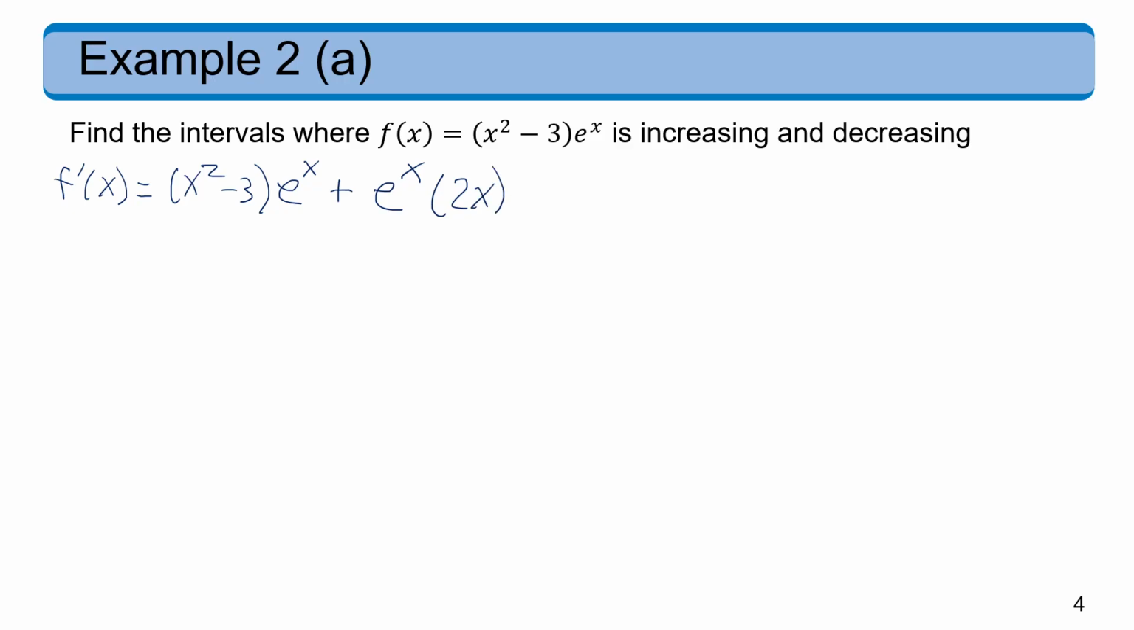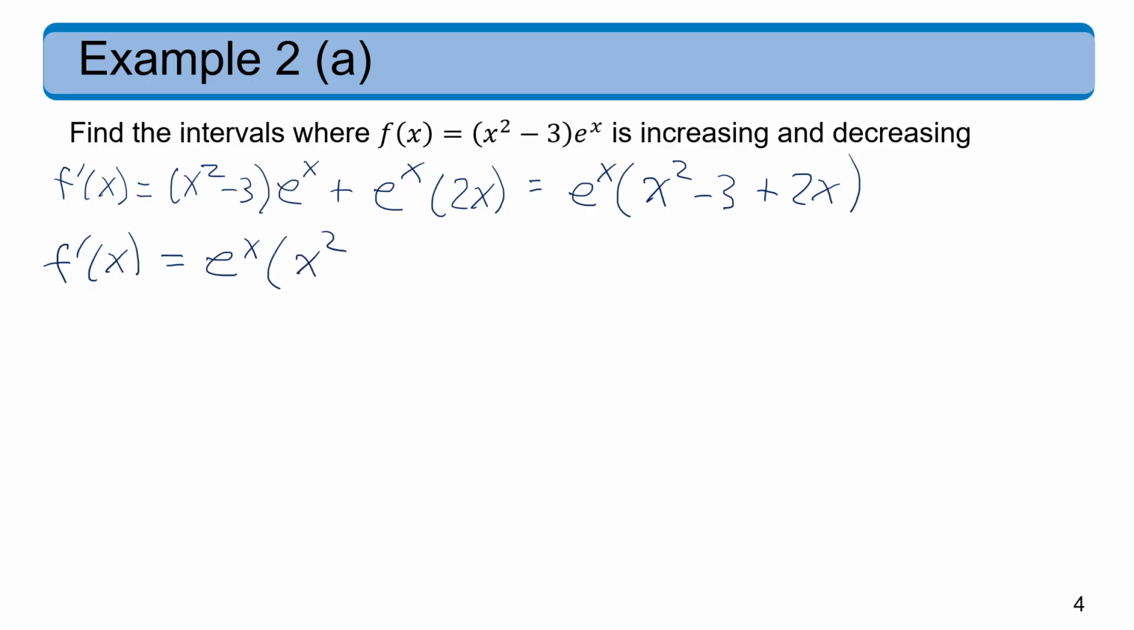Now I'm going to simplify. Notice that both terms in the sum have e to the x, so I'm going to factor that out. And from the first term, that leaves x squared minus 3. And from the second term, it leaves plus 2x. So I'm going to summarize what f prime looks like here. We have e to the x times, and I'm going to put this in the more normal quadratic form, x squared plus 2x minus 3. So we need to now determine when this is positive and when it's negative.